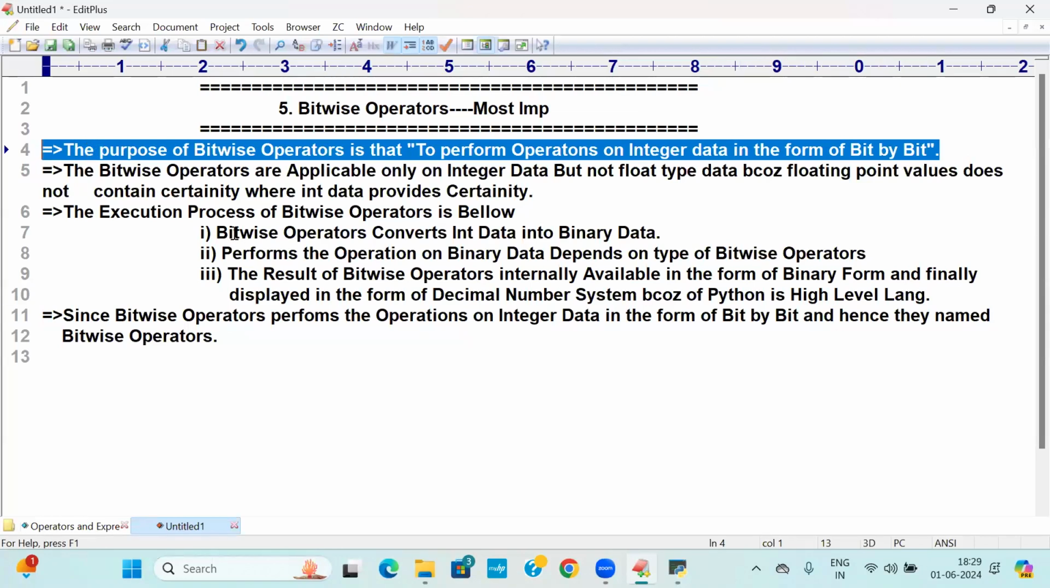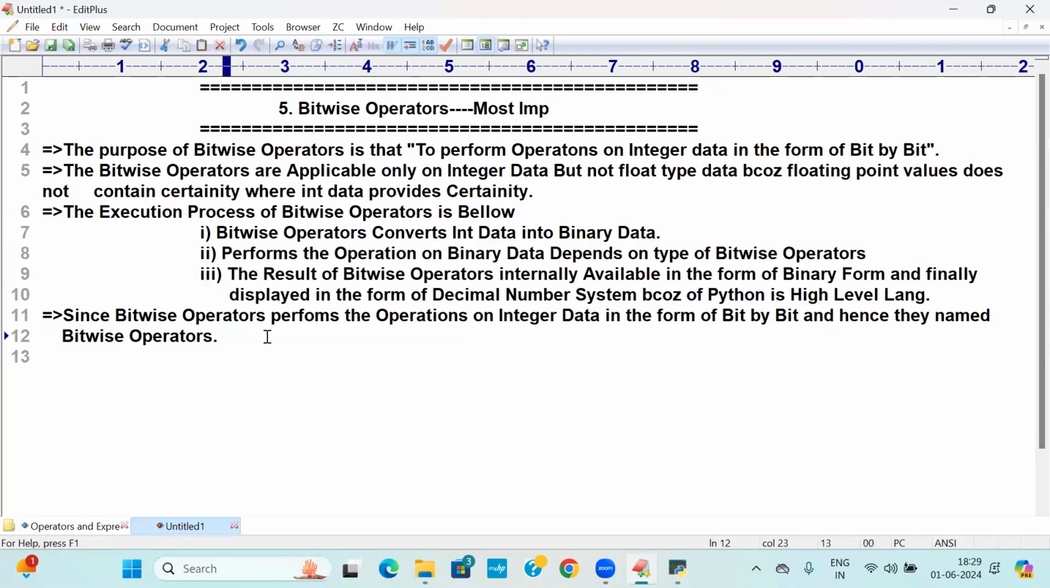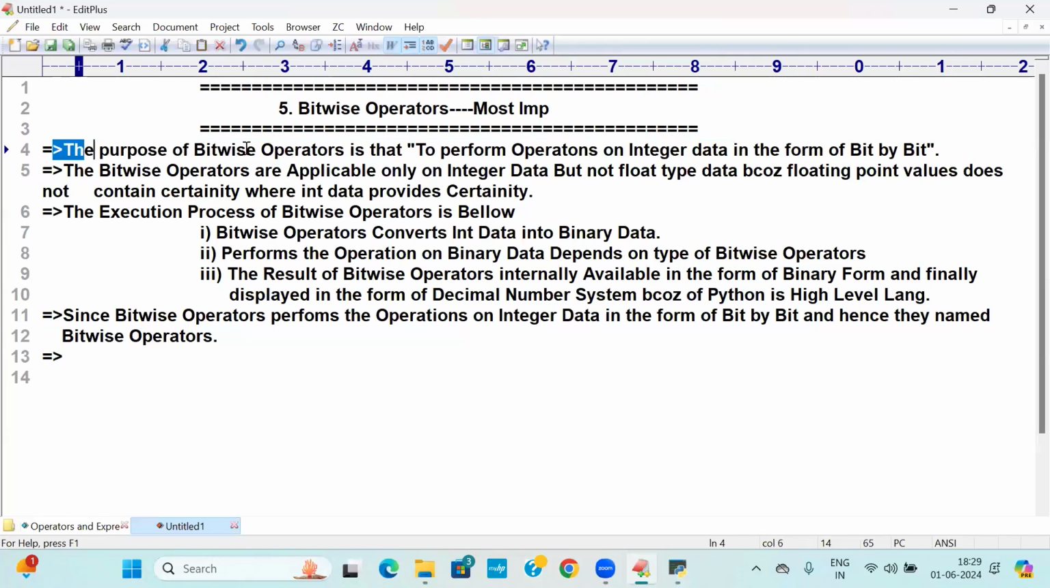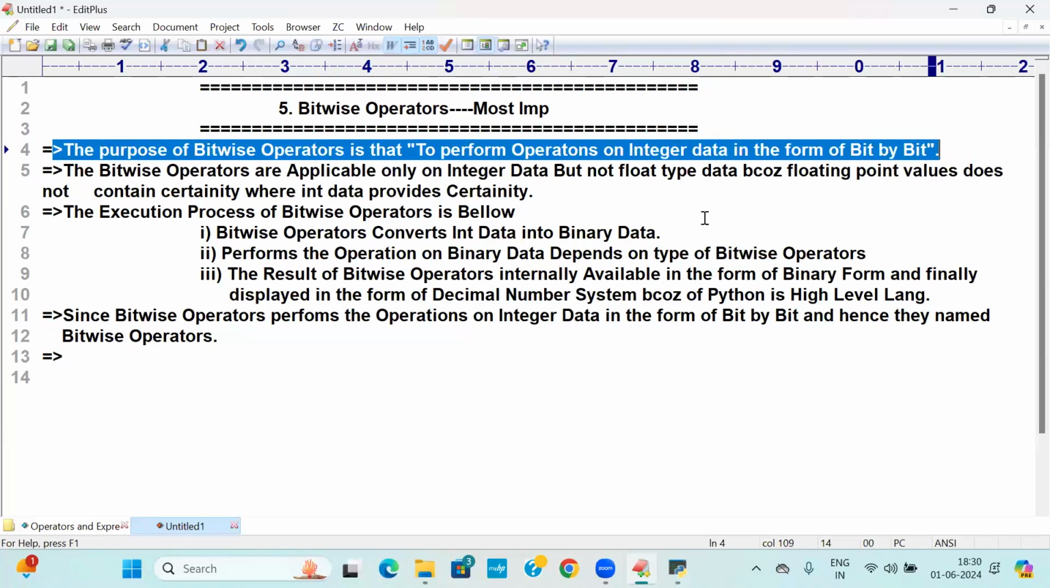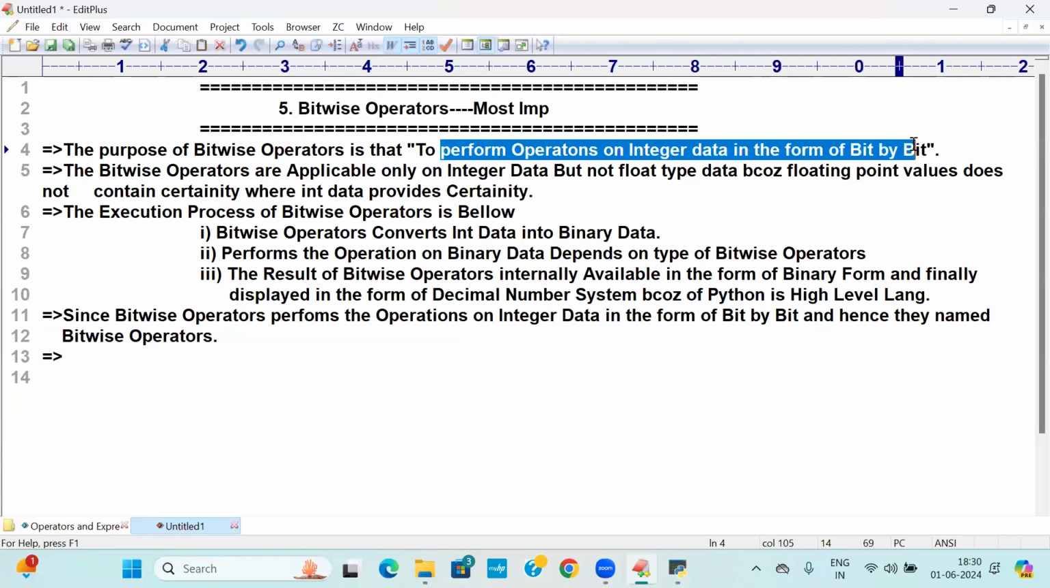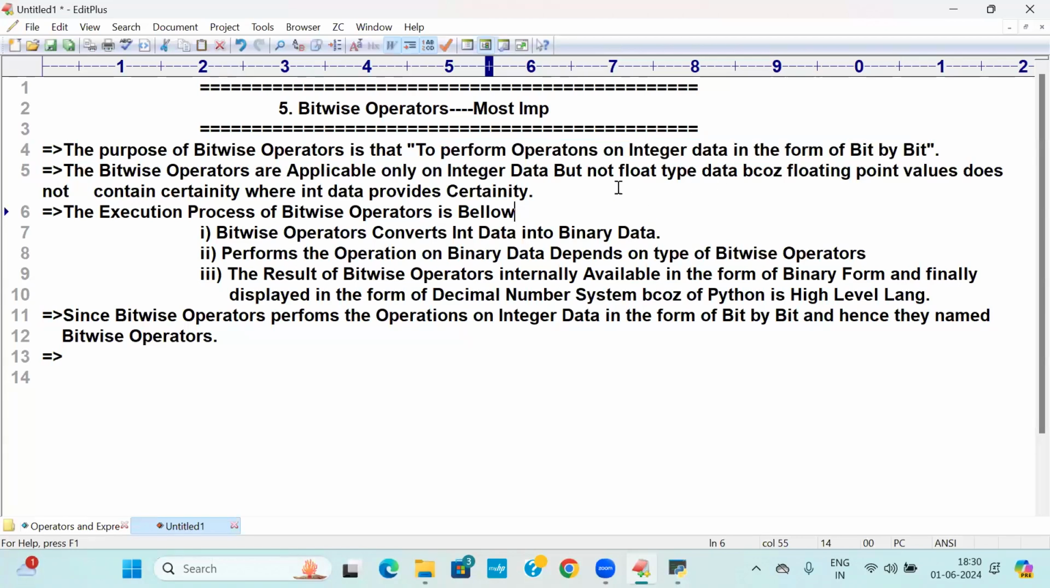When I enter further and start explaining, after understanding all the bitwise operators, again I will read the first line. Today I wrote it. On Tuesday evening, I will read it out once again. That day you will understand completely the meaning of it: to perform operations on integer data bit by bit. What operations, you will understand at that time. So at present, it is just a memorized statement.